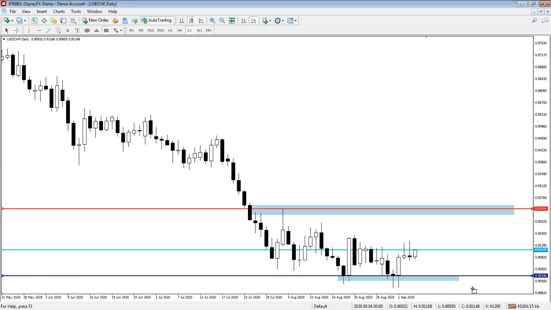Do you know what a wick is? A wick is the prices that go above and below a candle. So if this is a candle, a wick is something like a pin on top of the candle and something like a pin below, at the low of the candle. That's a candle wick.